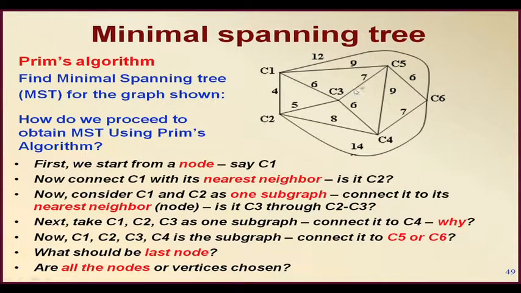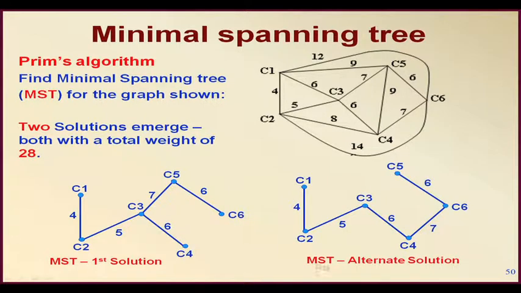Then take C1 C2 C3 C4, then should we take C5 or C6? Answer is both, because both are the same distance, right? What should be the last node? Either C5 or C6 depending on that. So all vertices chosen? Yes, stop. So these are the same answers we get by Prim's algorithm also. Is it all right? So this is how we actually can calculate, and you can try out different other problems.